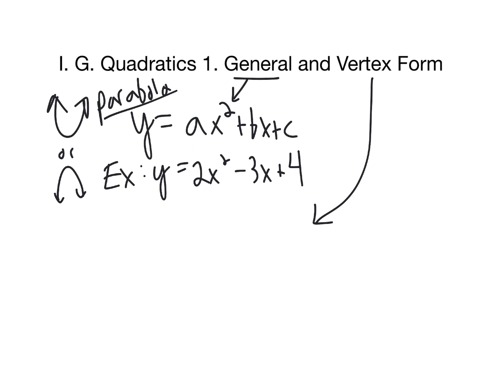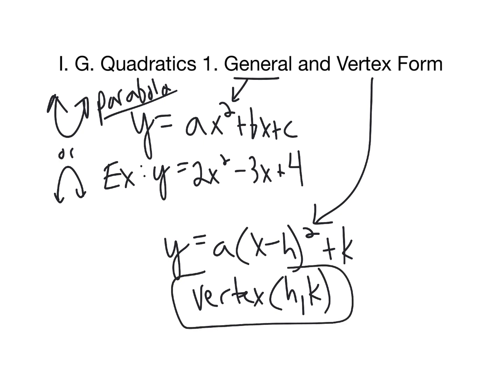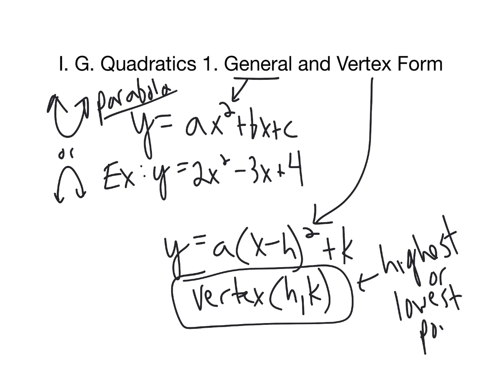The vertex form we've got would be y equals a times the quantity (x minus h) squared plus k. And this is where our vertex is at the point (h, k). The vertex is either the highest or lowest point on the graph. Okay, it's the maximum or minimum point. So if you go back and look at these graphs over to the side here, you can see these red dots that I just drew. Each one of those would be the vertex for that graph.